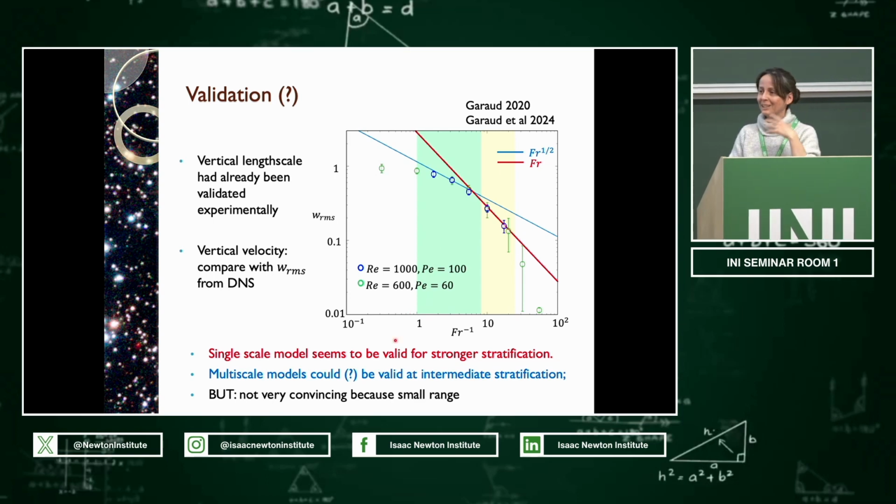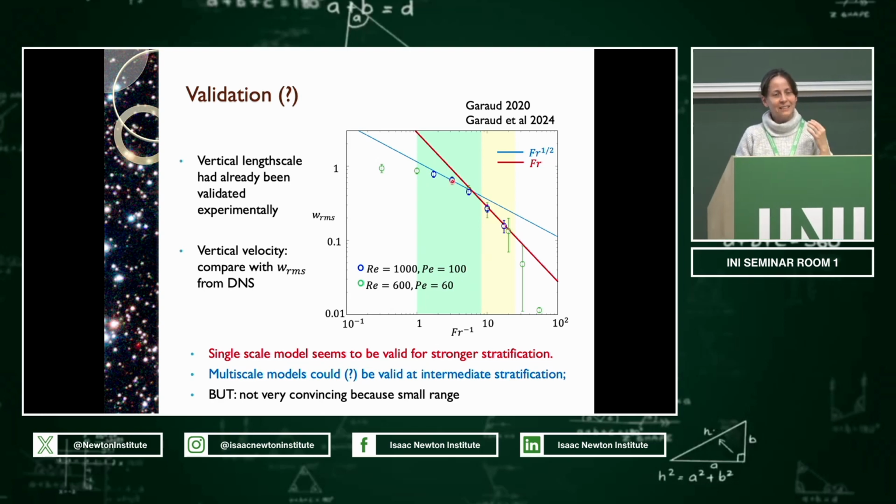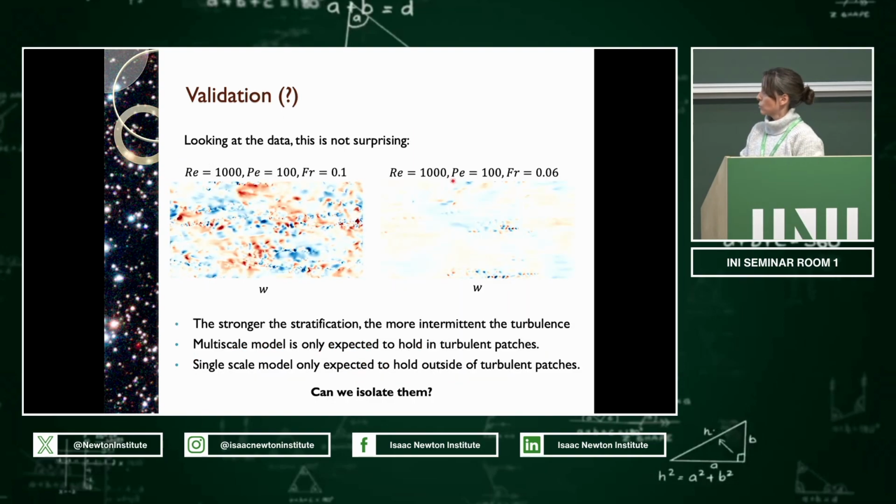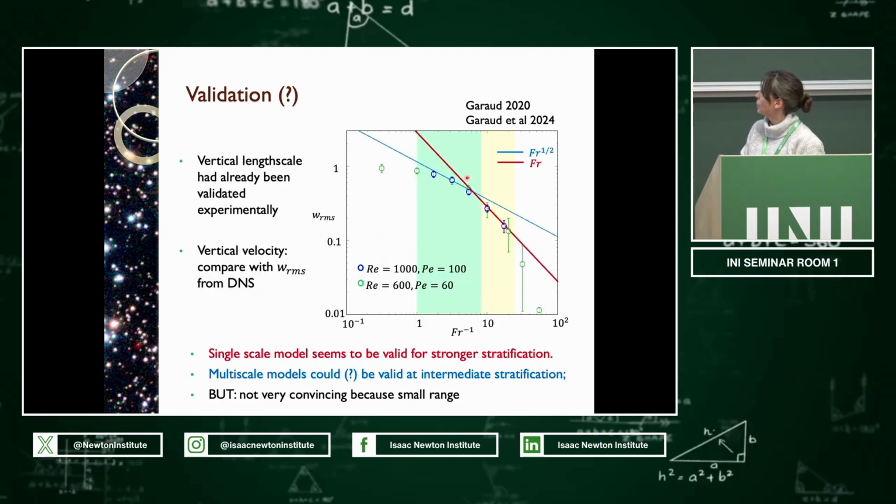So the conclusions depend on how strongly you believe in asymptotic analysis or not. The single scale model definitely seems to be valid for the stronger stratification. For the multi-scale model, there are 2 data points that fit. It's pretty unsatisfactory, but maybe you might believe it works. So we would really like a better proof than this, because this is not very convincing. And to really understand what's going on, it's useful to look not just at this metric, but at the real data. So I'm going to take these points, this one here and this one here.